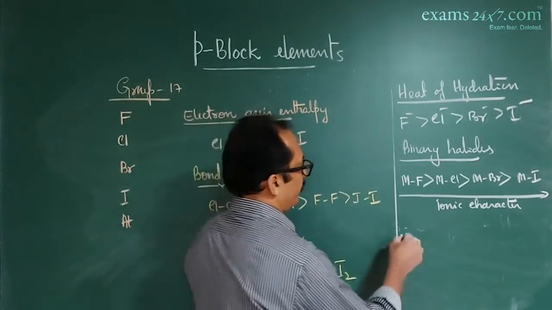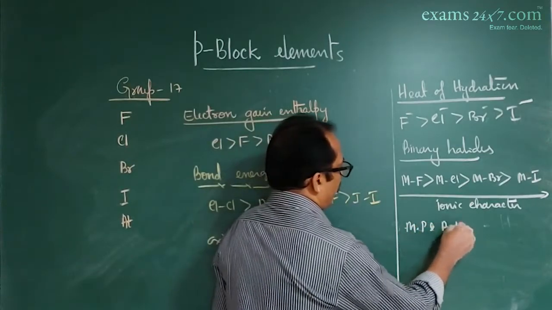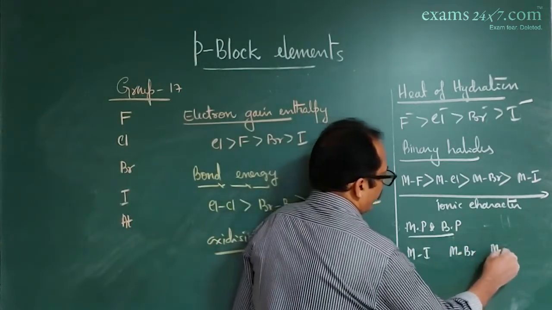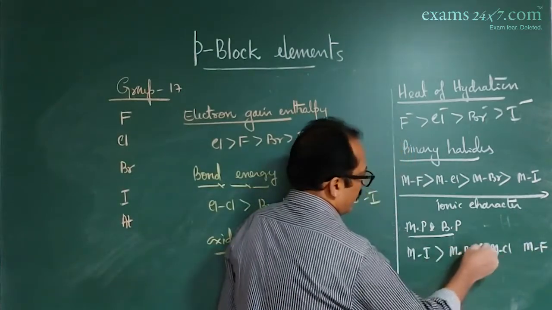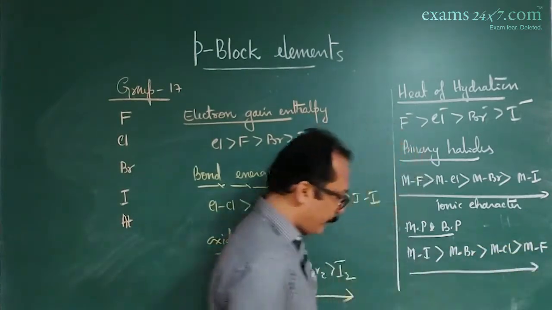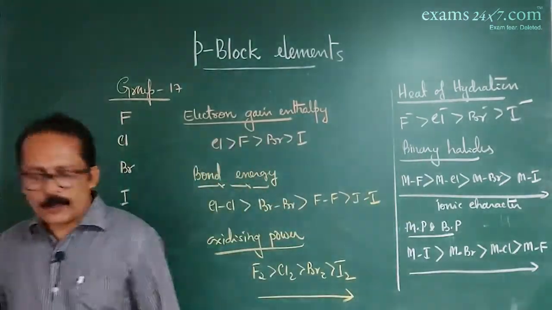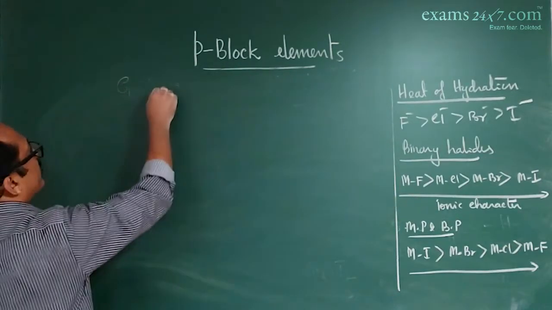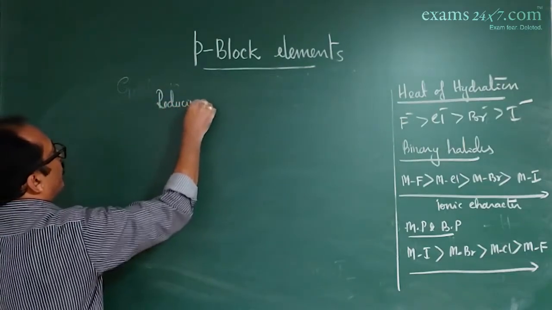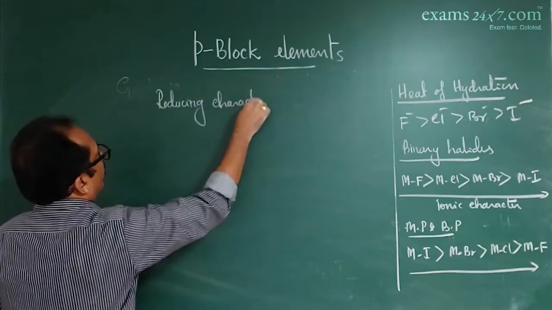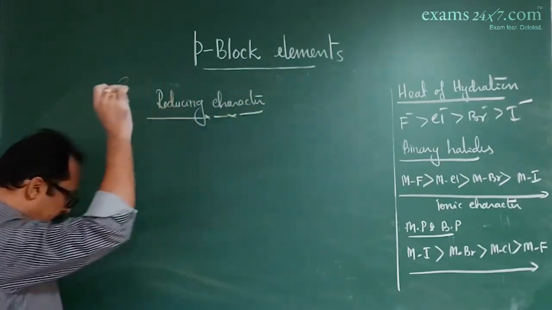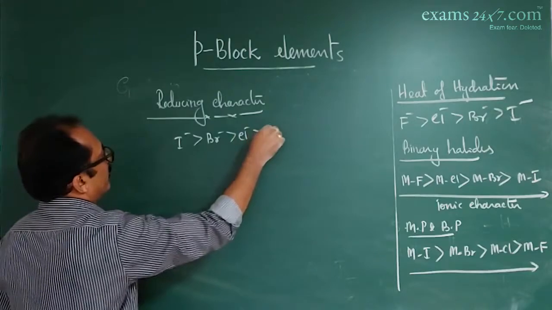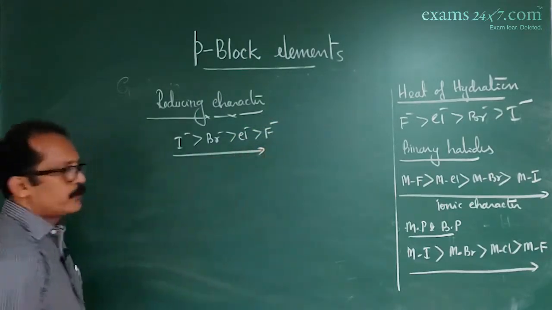Melting point and boiling point. So, iodides are having high melting point as well as boiling point. Now, next about reducing character. So, about the reducing character. I minus, then comes Br minus, Cl minus and F minus. This is the decreasing order of reducing character of halides.